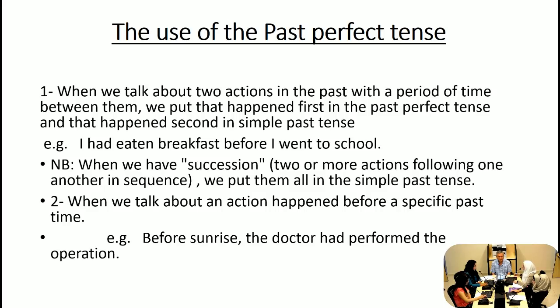Notably, when we have succession, we mean two or more actions following one another, in a sequence. We put them all in the simple past tense.